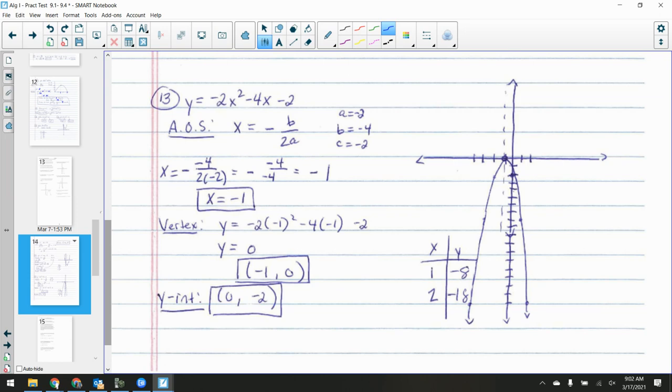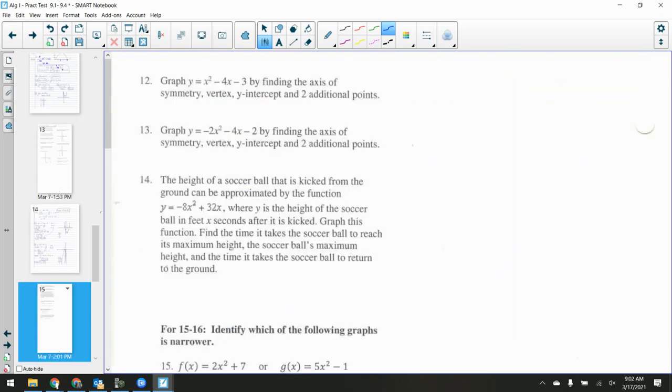No? Okay, number 14. Who had number 14? Ah, yeah, the word problem. Now let's go back and read through the word problem. The height of a soccer ball can be modeled by negative 8x squared plus 32x, where y is the height of the soccer ball in feet, x seconds after it's kicked. Looks like they're using negative b over 2a to find the axis of symmetry. Good.